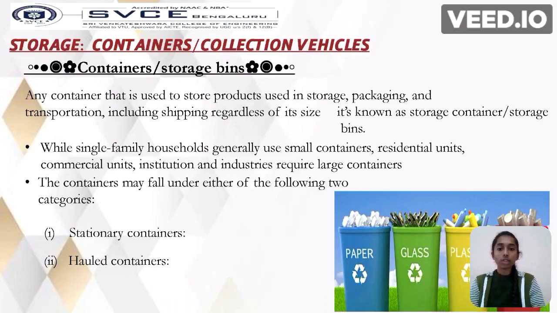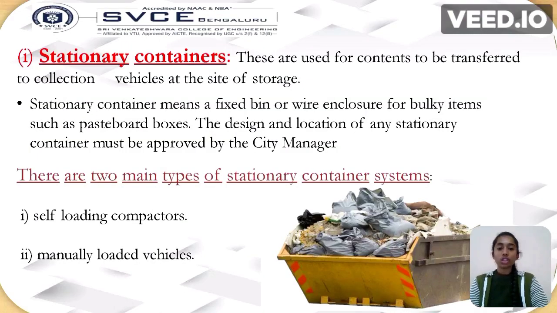While single family households generally use small containers, commercial units in institutions and industries require large containers. The containers may fall under either of the following two categories: stationary containers and hauled containers. First one, stationary containers.